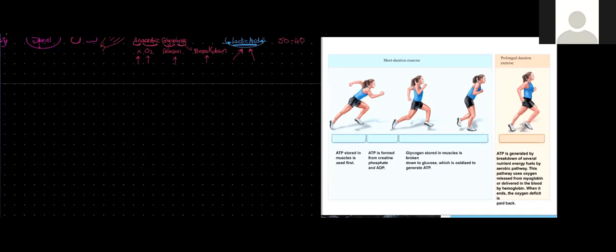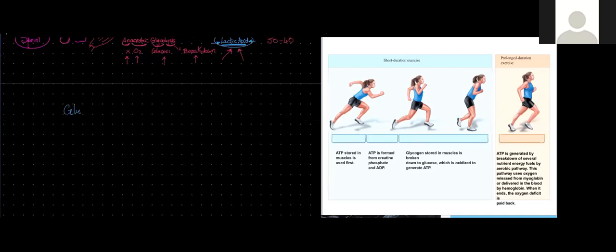Why? Because simply I will be breaking down the glucose this time in the presence of oxygen. So if you've got oxygen delivered to your muscles, they will start to break down the glucose while the oxygen is present, and this is going to result in formation of H2O, carbon dioxide, and 32 ATP.